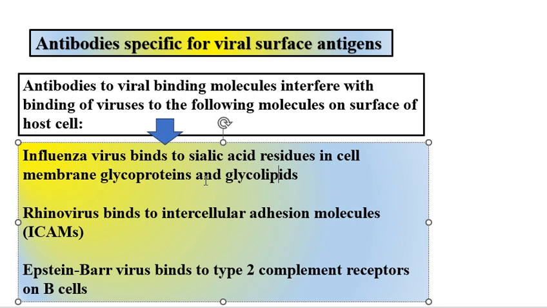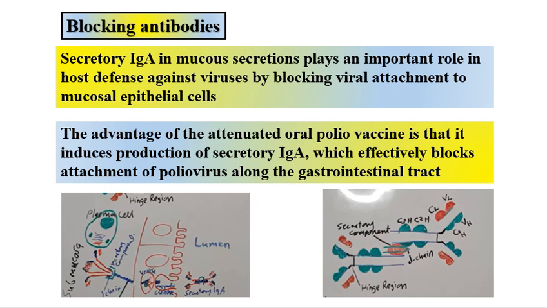For example, influenza virus binds to sialic acid residues in cell membrane glycoproteins and glycolipids, and antibodies interfere with this binding. In the case of rhinovirus, antibodies interfere between the virus and its binding site, which is ICAMs, or intercellular adhesion molecules. Epstein-Barr virus binds to type 2 complement receptors on B cells, and neutralizing antibodies interfere with such binding.